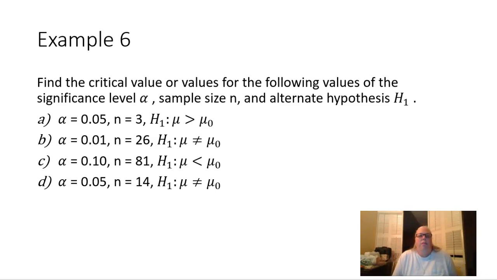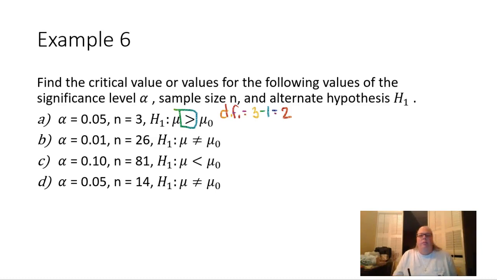Example 6. Find the critical value or values for the following values of the significance level alpha, sample size n, and alternate hypothesis h1. In part A, the alpha value is 0.05, n is equal to 3, and the alternate hypothesis mu is greater than mu 0. This is a right-tailed test. The degrees of freedom will be 2.